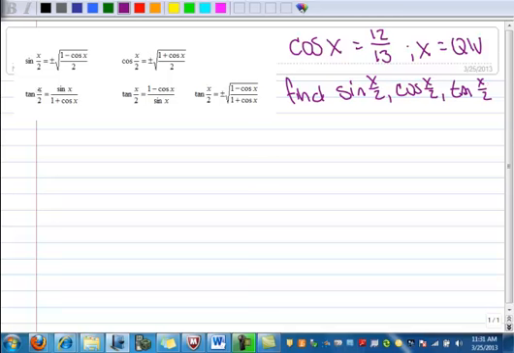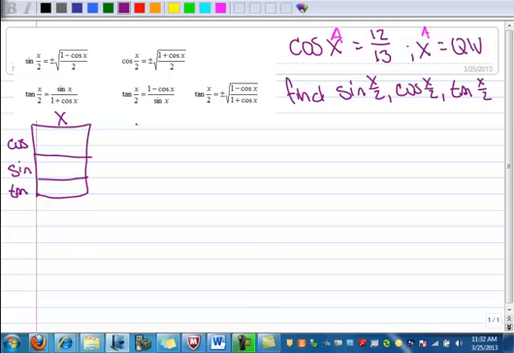Alright, so let's first start with making that box, or that chart. This could easily be cosine A, and then this would say A. We only have one angle here, so I'll make it a little smaller. So angle X, or angle A. So we've got cosine and sine and tangent. There we go.